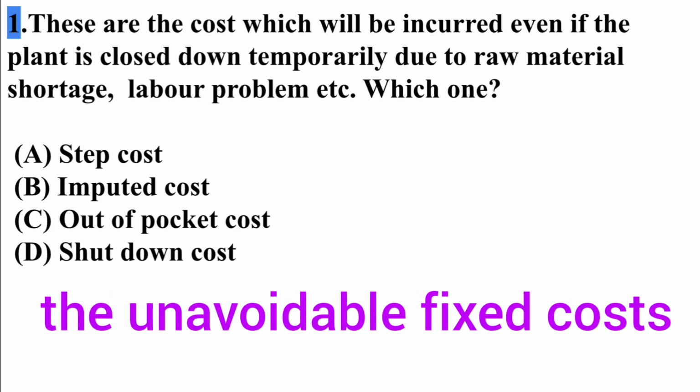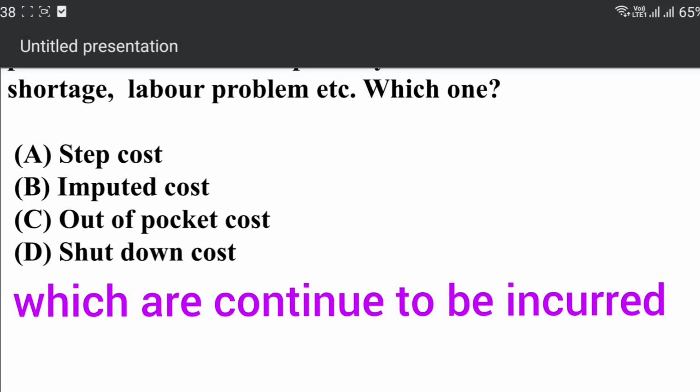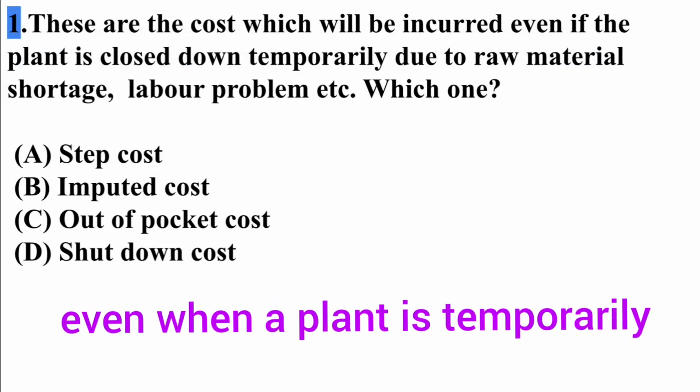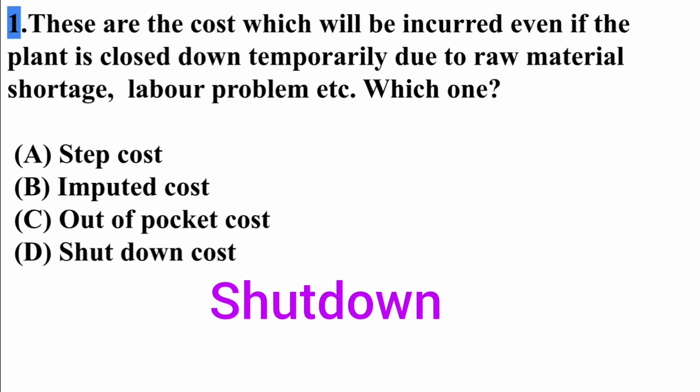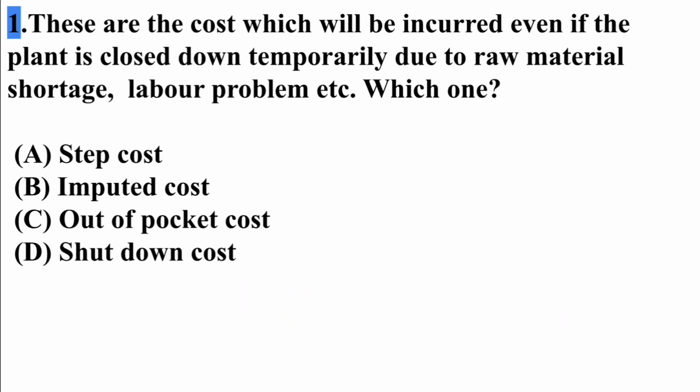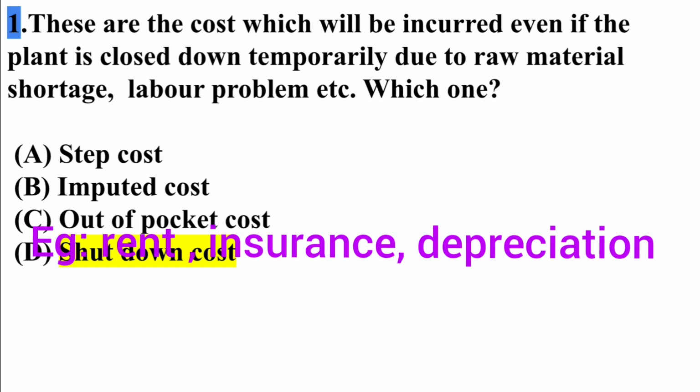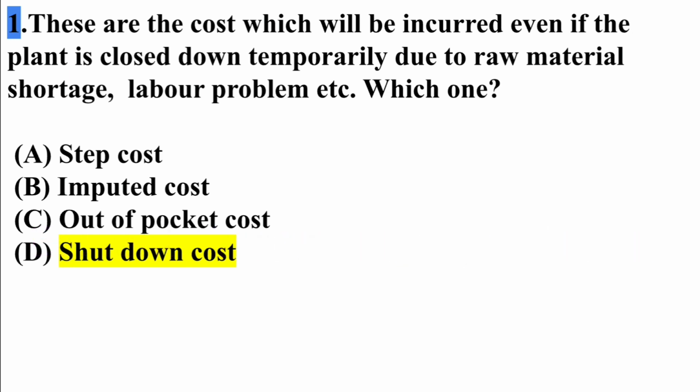Shutdown costs are unavoidable fixed costs which continue to be incurred even when a plant is temporarily shut down. Actually, this is what they have asked in this question. Shutdown cost is the correct answer. Examples of shutdown costs include rent, insurance, depreciation, salaries, etc. Shutdown costs are based on shutdown decisions, and these are based on shutdown points. What does that mean? A company is receiving no advantage for continuing its operations, and it decides to temporarily shut down its operations, or in some cases permanently.